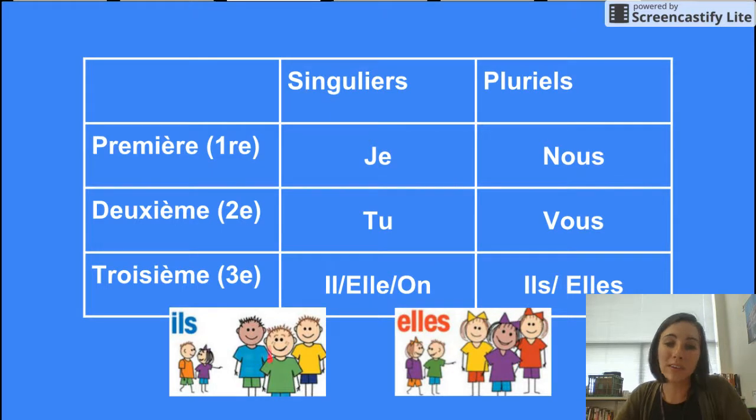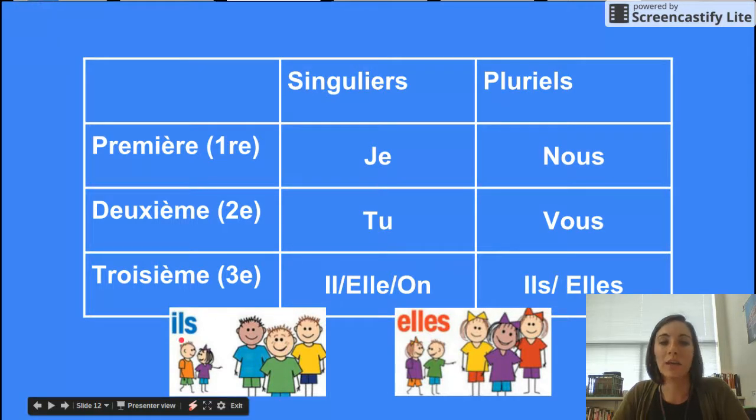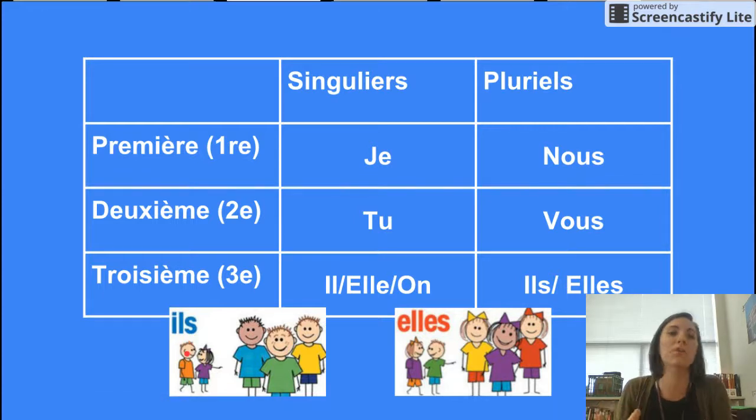Now, if you have a mixed group, then you need to make sure that you use the ils form, the masculine form, okay? So if there's a group of 100 girls and one guy, you are going to use the ils form, okay? The guys take it over. You can't use the elles unless you only have a group of all women. If there's any guy involved in who you are talking about, then you must use the ils form right here. All right, and those are our subject pronouns in French.